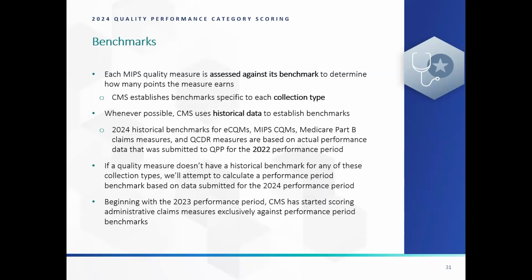If a quality measure doesn't have a historical benchmark for any of the collection types, CMS will attempt to calculate a performance period benchmark based on data submitted for the 2024 performance period. Just want to note that beginning with the 2023 performance period, CMS has started scoring administrative claims measures exclusively against performance period benchmarks. Next slide, please.